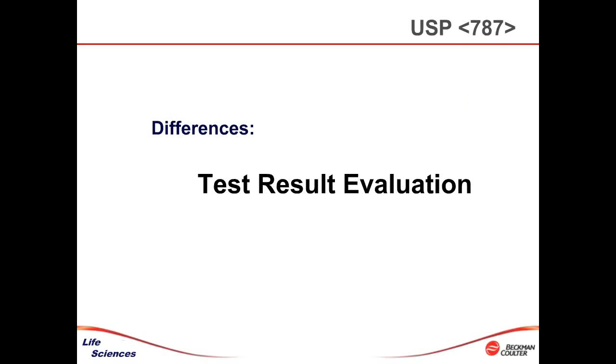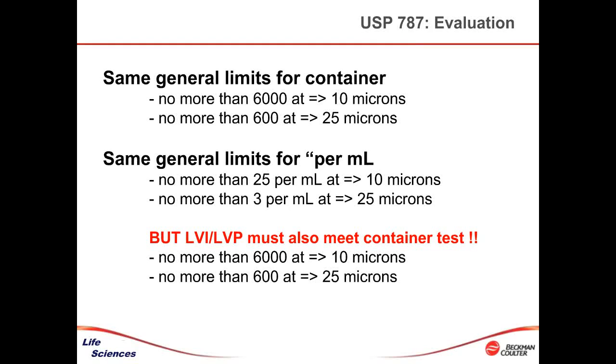When we go through all this and we evaluate the results, how do we look at that? Well, again, the limits are the same as in 788, with the exception that for large volumes, it needs to also meet a container test. This is a bit new. There was certainly a container test before for any materials under 25 mLs, under 100 mLs, but now greater than 100 needs to pass a container test too.